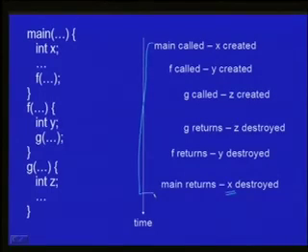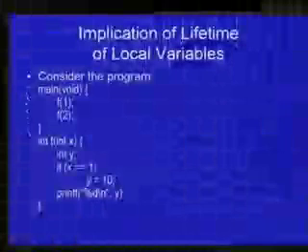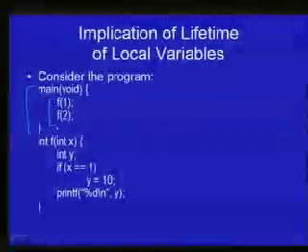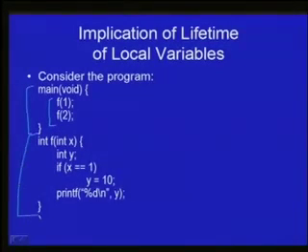Okay, now what are the implications of this kind of a lifetime? Let's try to understand that using another simple example. So I have a program here in which the function main calls the function f twice, once with the argument 1 and once with the argument 2. Here is the body of the function f. The parameter is called x, and there is a local variable called y.